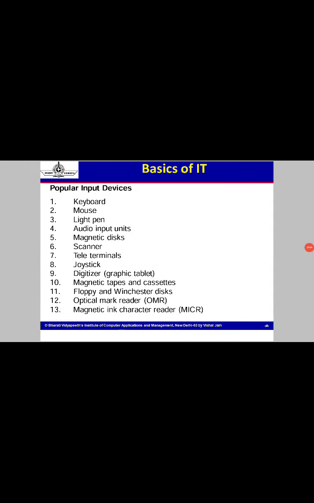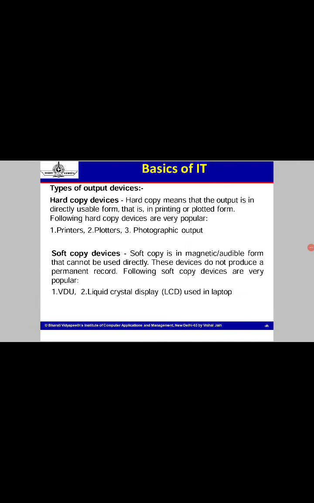And what are the output devices? Hard copy devices. Hard copy devices means printers, plotters, photographic outputs. Soft copy devices means videos, liquid crystal LCD screens, monitors.